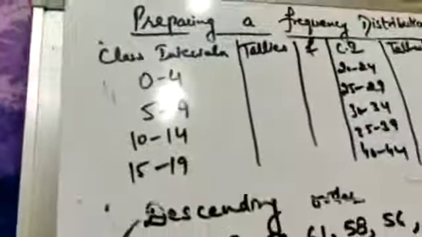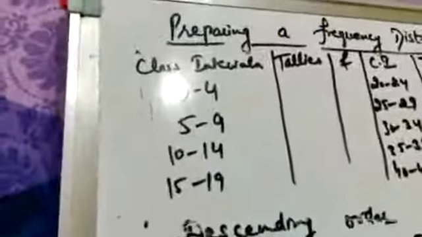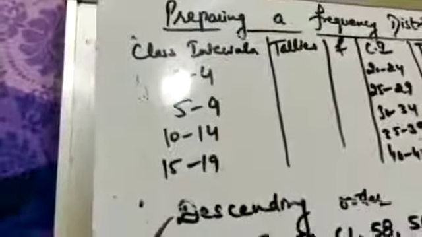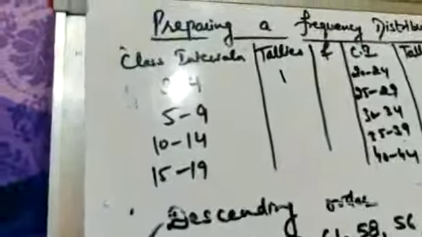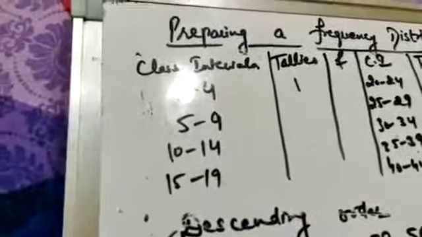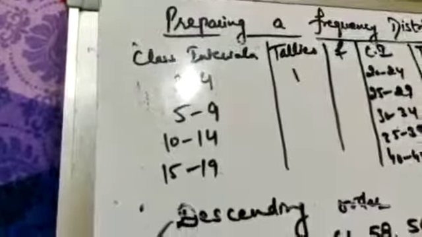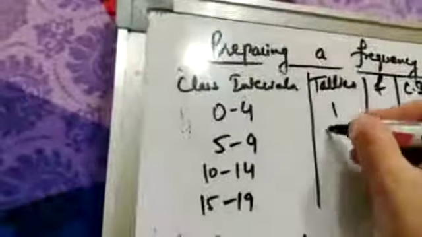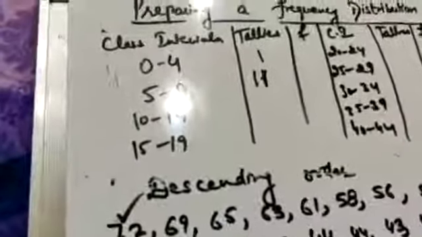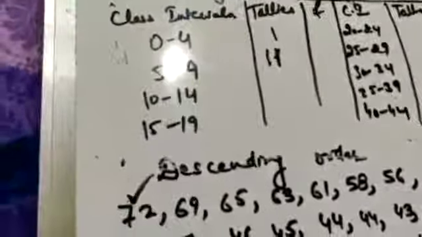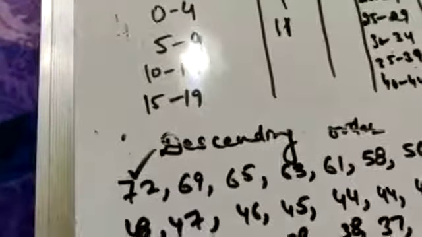Now we will find the class interval 0 to 4. We will see the tallies. How many tallies come here? 4 comes only once, so for 0 to 4 we will write 1. For 5 to 9, what will we write? 5, 7, only 2 values. So we'll mark 2 tallies here. These are called tallies. Then 10 to 14. For 10 to 14, what do we have? 12. Only 12 we have.